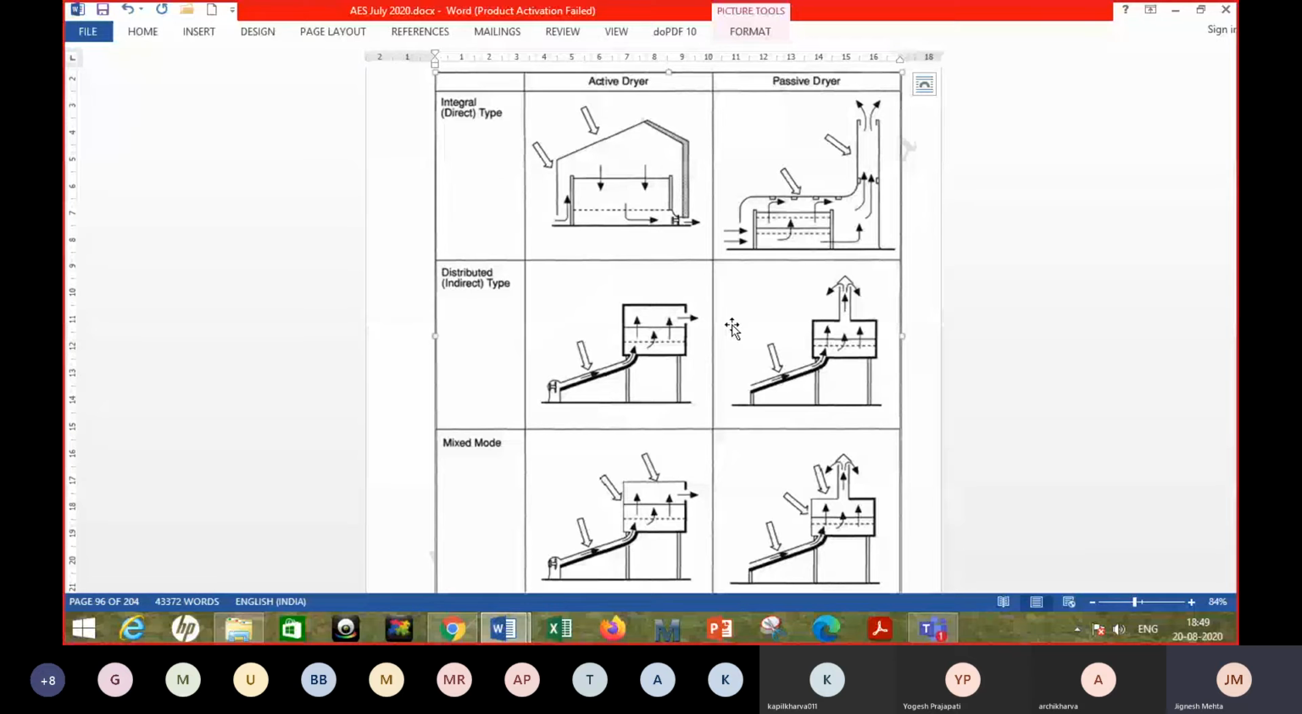So in active dryers you are using a fan. So in this first column, the left hand side column, you will always see fans in each of them. So here there is a fan which is sucking the air, so induced draft fan is used. Here also there is a fan, so that is a forced draft system which is being used. And here also there is a fan which is taking the air from atmosphere and pushing it into the dryer.